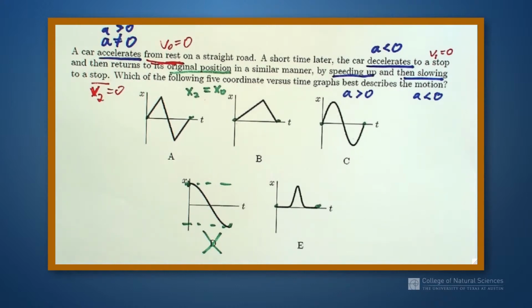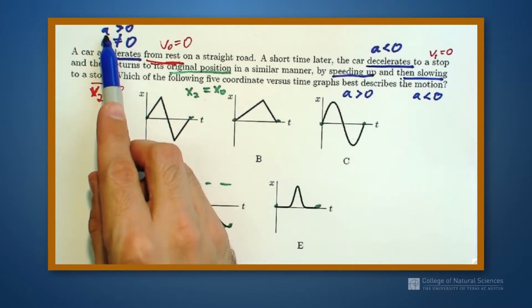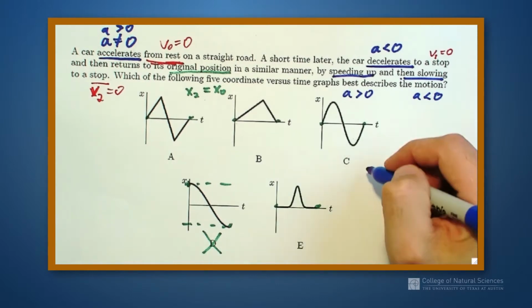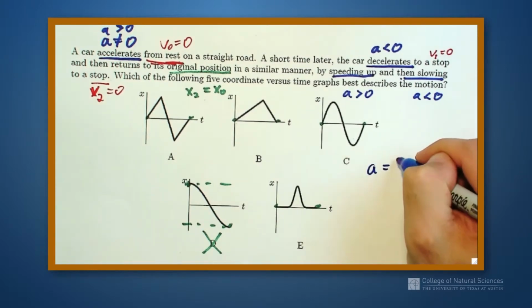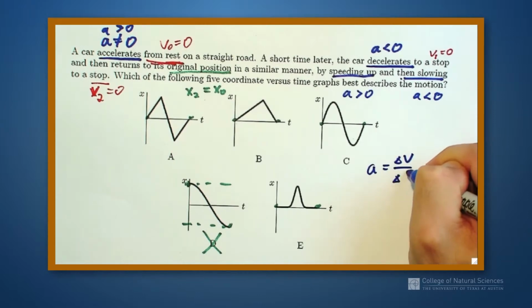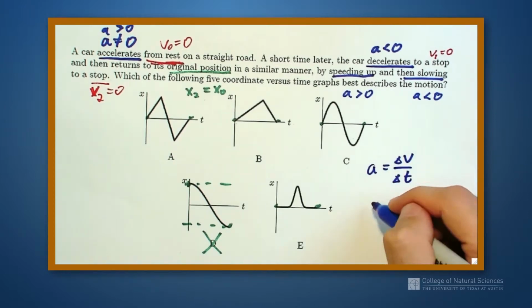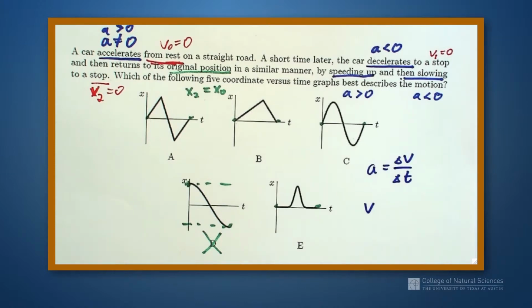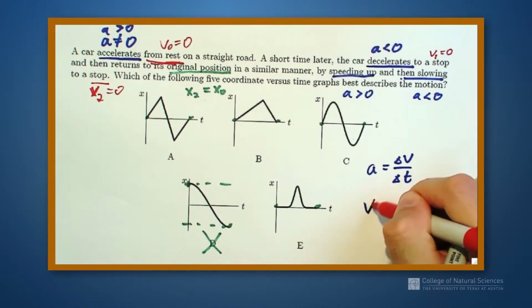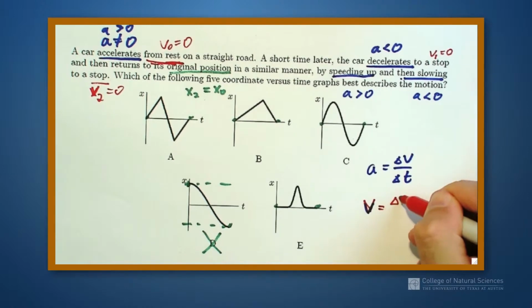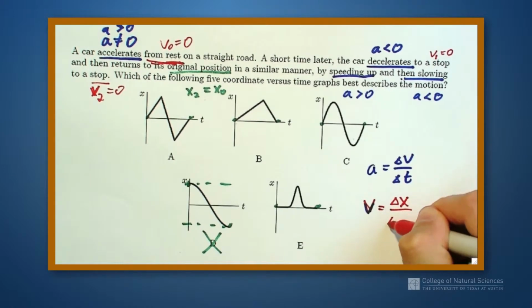All right, let's look at the acceleration. Let's see if we can eliminate some stuff by what the acceleration does. Well, acceleration is going to give us a change of velocity in a given amount of time. And we know that velocity is equal to a change of position in a change of time. So really what we're doing is looking at slopes of lines and slopes of lines. A little bit confusing, but we can get through this.